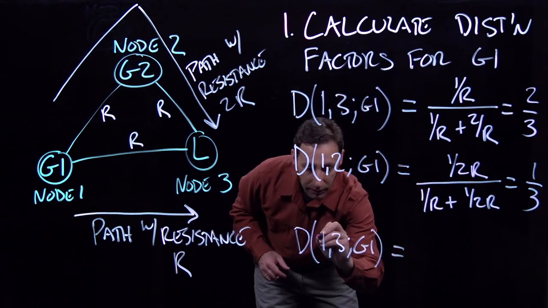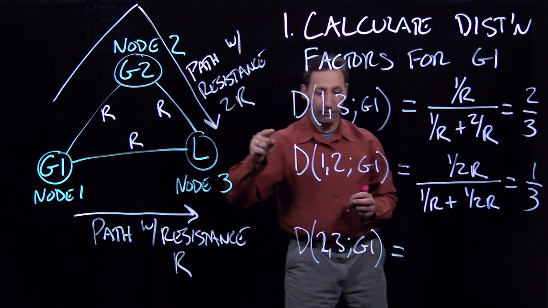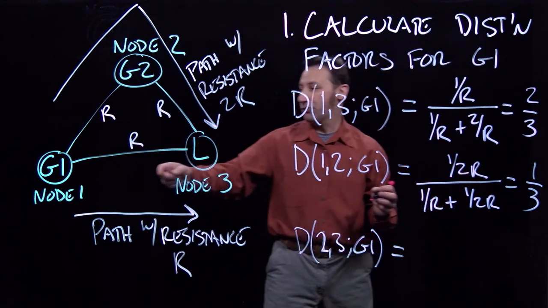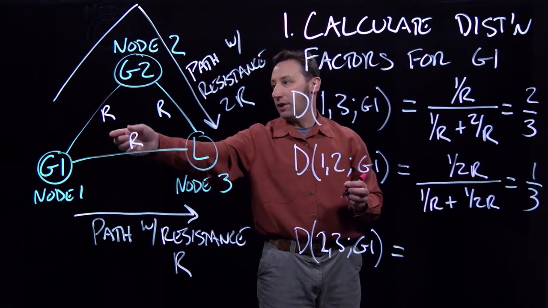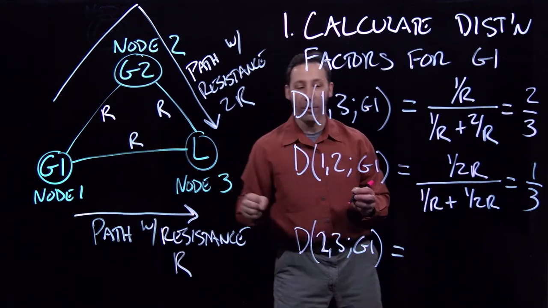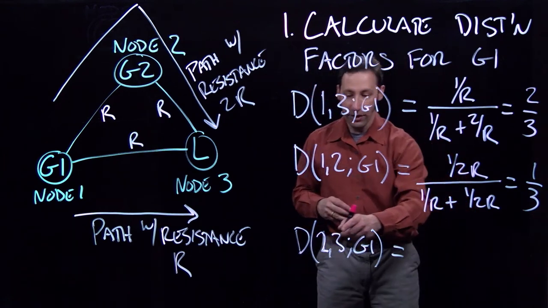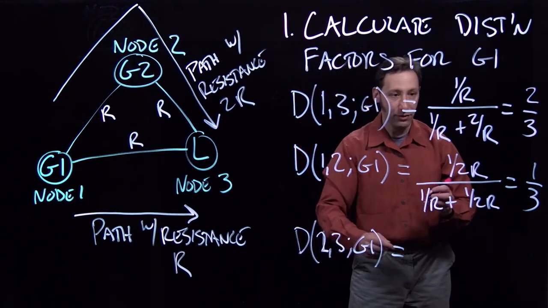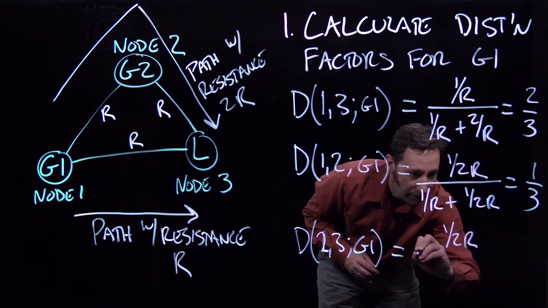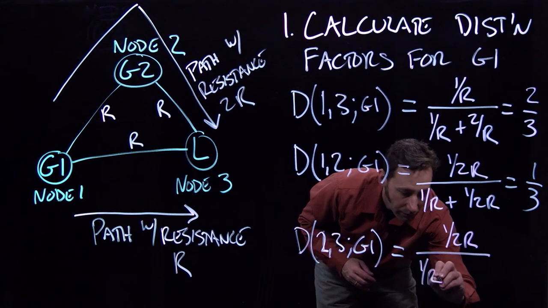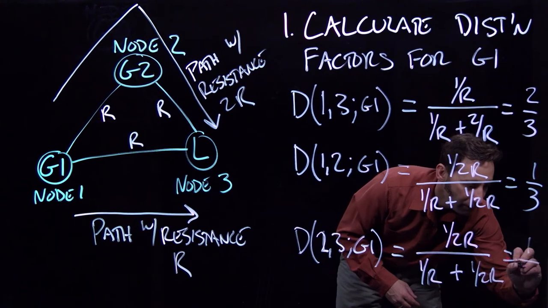The distribution factor on 2 to 3 from G1 is going to be exactly the same as the distribution factor for line 1 to 2 from G1, because lines 1 to 2 and 2 to 3 are part of the same path from G1 to the load. So the distribution factor on line 2 to 3 from G1 is going to be equal to 1 over 2R divided by 1 over R plus 1 over 2R, and that's going to be equal to 1/3.